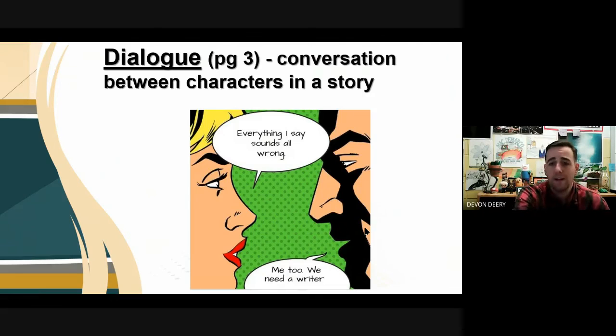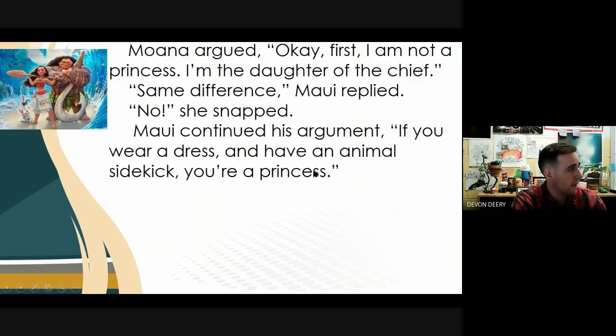When an author writes dialogue, there's a few things that they do, but most importantly, they use quotation marks around the actual words that are coming out of the mouth of the character, right? Moana argued, "Okay, first, I'm not a princess, I'm a daughter of a chief." We know that that's what Moana is saying because it's in quotation marks. We can change the inflection in her voice, et cetera, et cetera. "Same difference," Maui replied. So again, quotation marks let us know. These are the actual words of the characters.